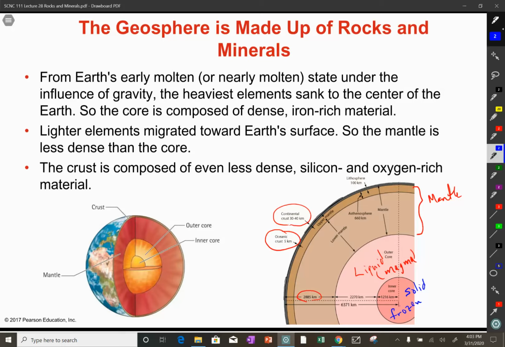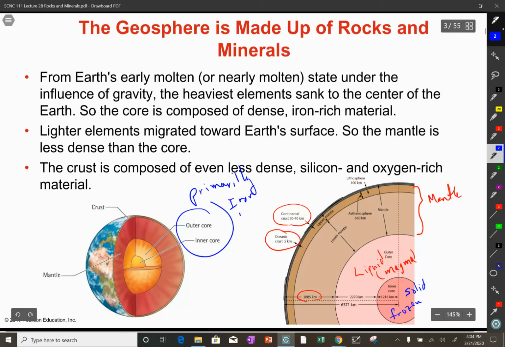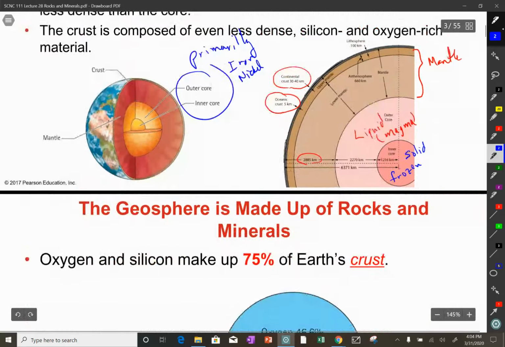So we believe that the stuff in the inner and outer core is primarily iron with nickel, because that's the most dense of the common material that the earth is made of. And so the lighter elements float to the surface. So we have silicon and oxygen-rich materials that have floated to the surface.